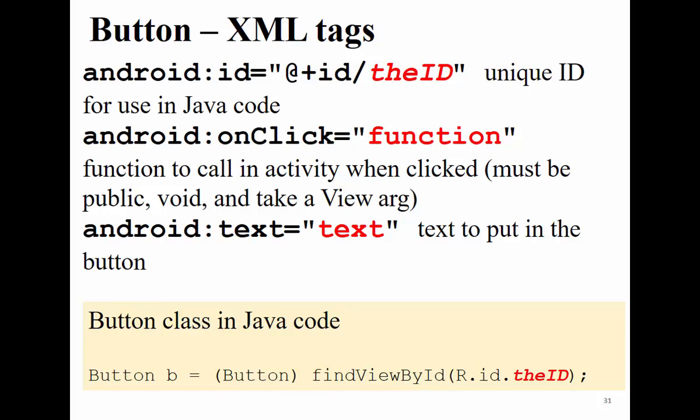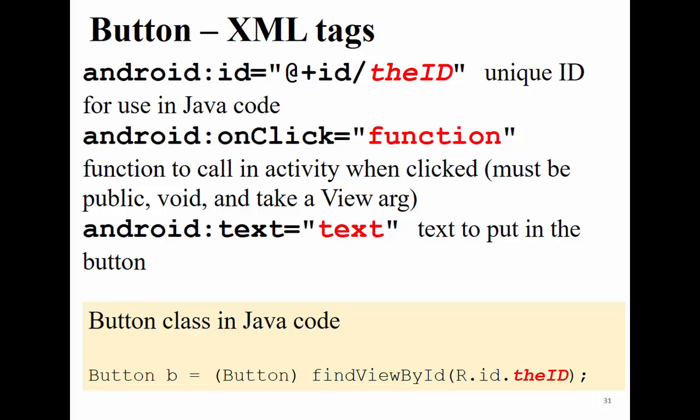Okay. If we look at the button, most of the XML tags related to the button are ID, onClick, and text. These are the properties for buttons. You have android:id, and you give the ID. These are where you can change this.